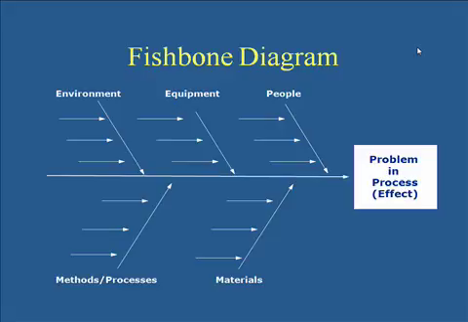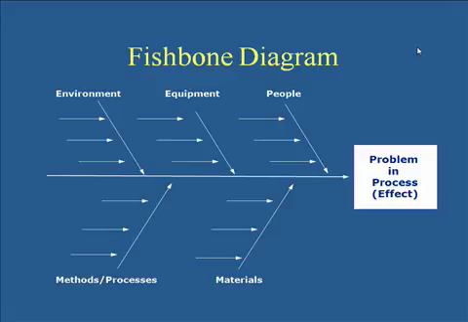Environment, equipment, people, methods and processes, and materials are the most common categories used in healthcare fishbone diagrams, but you can modify those, you can change them or add or delete different causes depending on what is applicable to your situation.